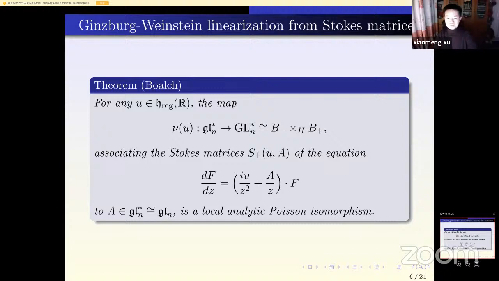Okay, in the following, I'm going to give a quantum version of this theorem. Roughly speaking, I'm going to first introduce a quantum version of such a linear system, and then introduce the quantum Stokes matrices. And then I'm going to use the quantum Stokes matrices to construct an algebra isomorphism between quantum groups and the classical gl_n, which is a quantum version of such a theorem. So this is the first part.